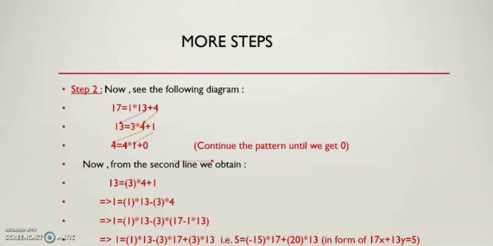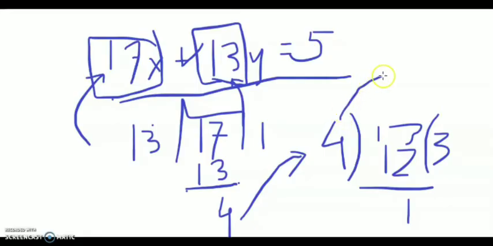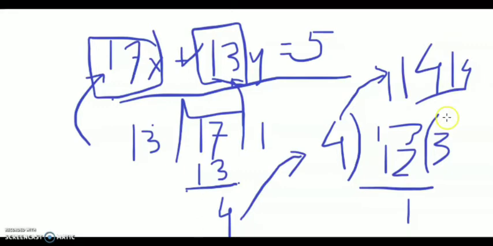Now in the next step, in this division the divisor is 4 and the remainder is 1. So we will make this divisor 4 the dividend and this remainder 1 the divisor. In this division we will get 4 as a quotient and 0 as a remainder. So we will continue this way.